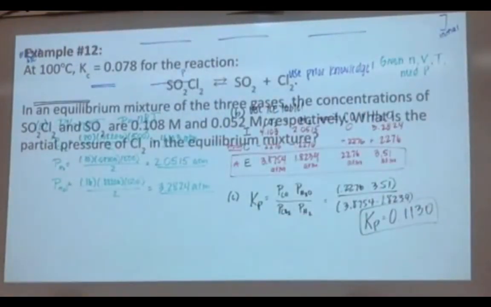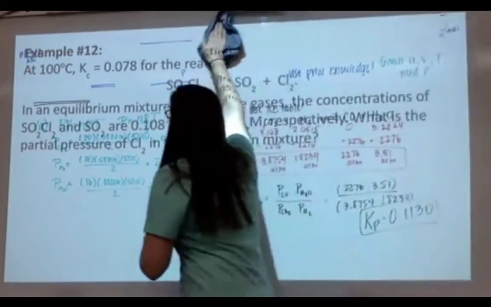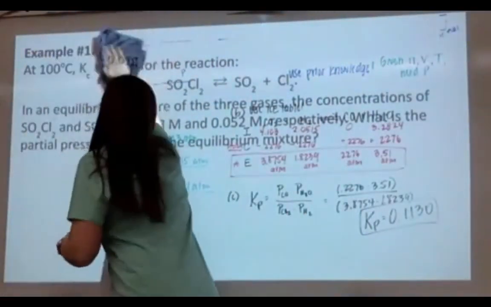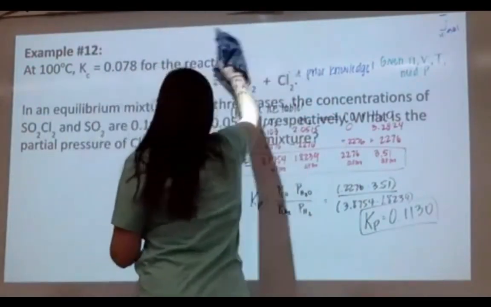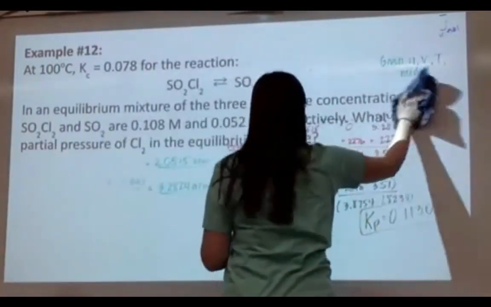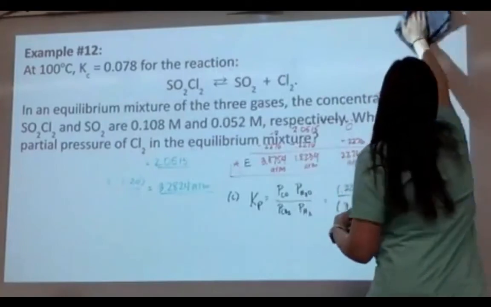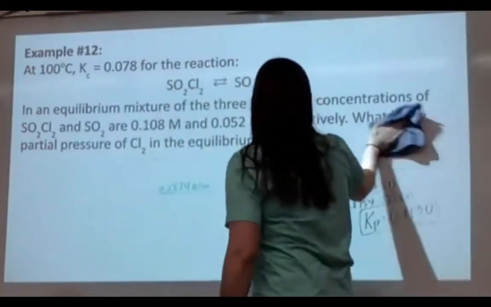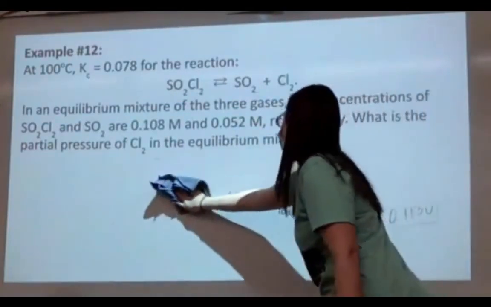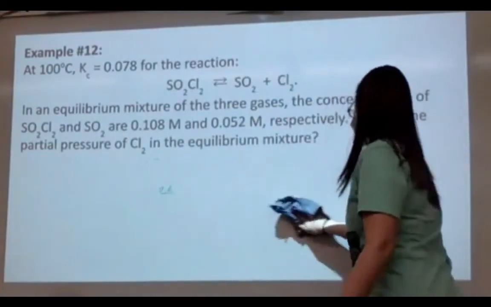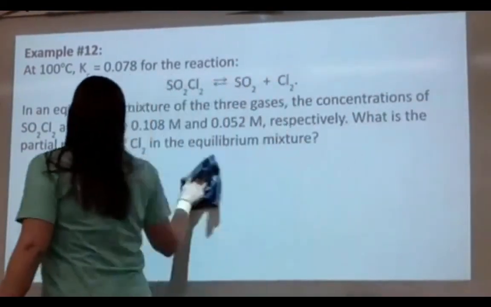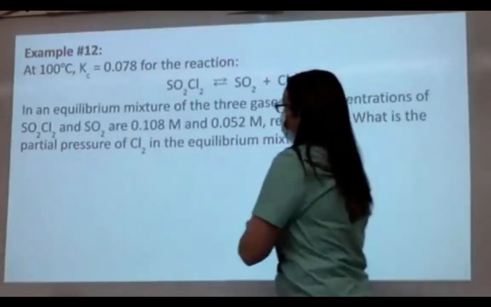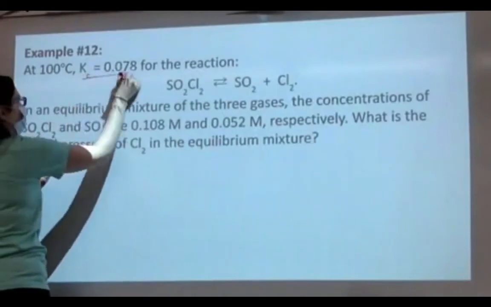All right. Example 12. At 100 degrees Celsius, Kc is 0.078 for this reaction. So think about what Kc means. Kc means we're dealing in concentration. You always want to pay attention to what K they give you. So Kc is concentration. I'm going to underline this. I'm going to make myself that note.